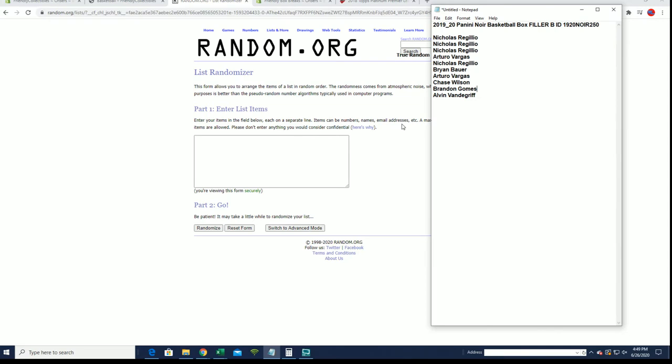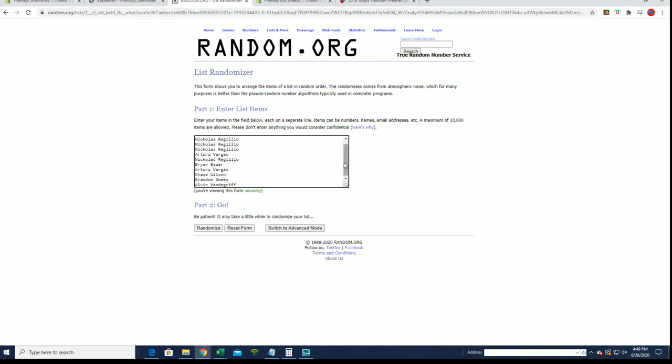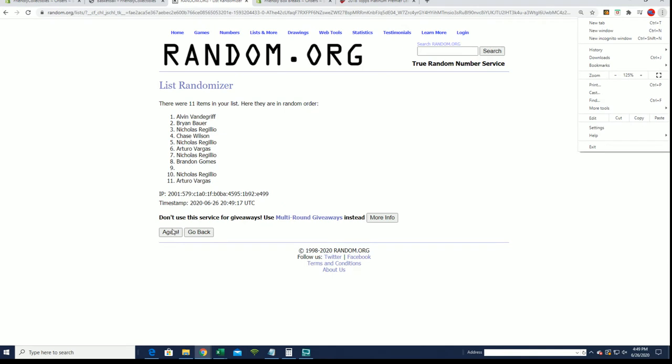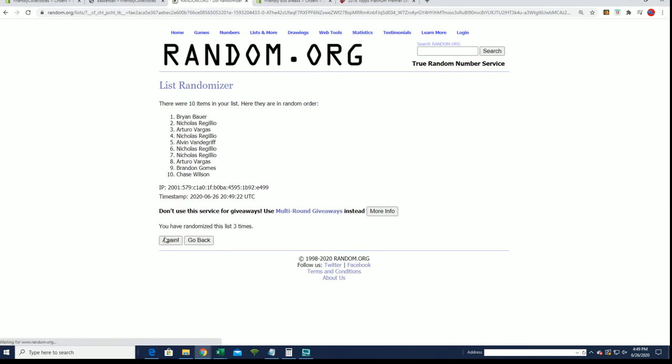I think it was Nick R that won the first one. So let's see what happens here. Looking for the top spot after 7 should have 10. And let's see what we got. And here it comes. Boom.